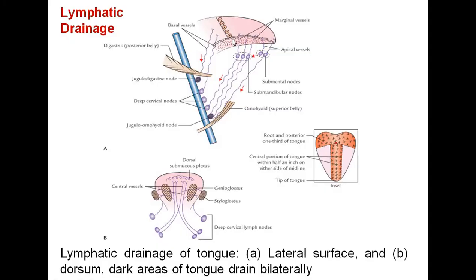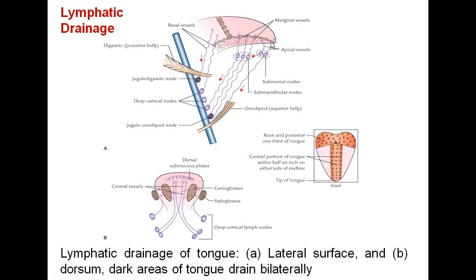About the lymphatic drainage, there are 4 vessels around the tongue for the lymphatic drainage. They are grouped into apical vessels, marginal vessels, the basal vessels, and the central vessels. These are the 4 vessels present around the tongue.